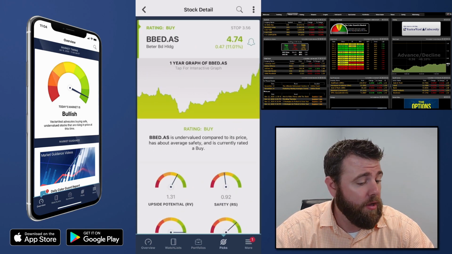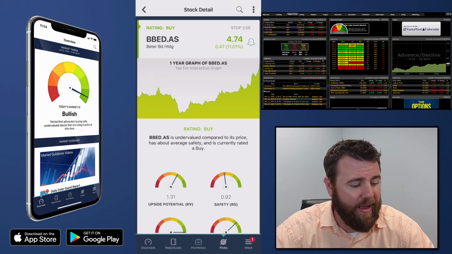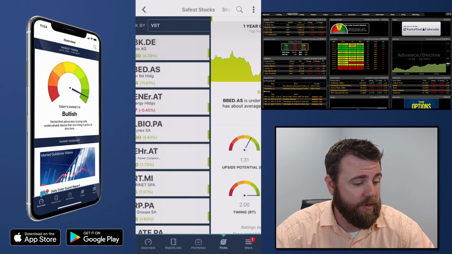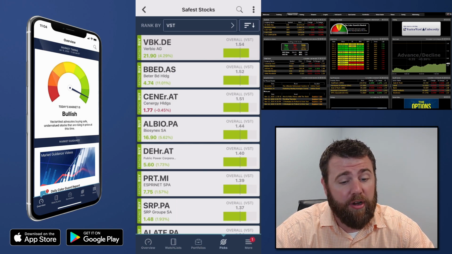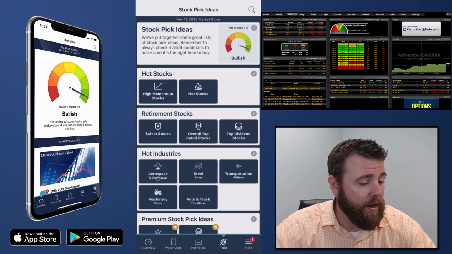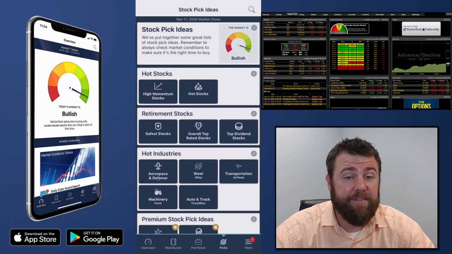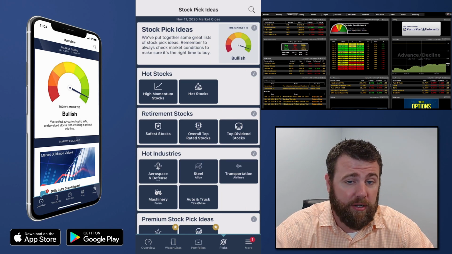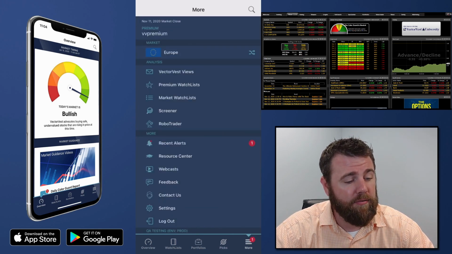BBED, so great long-term potential. Safety a little less than desirable there, but look at that timing. 2.0, brings a little concern for the safety factor, but overall, great looking stock, great looking trade. All right, so looking at some of the top 5 industries, we have aerospace and defense, we have steel, transportation, machinery, and auto and trucks. All right, so that marks the European markets.